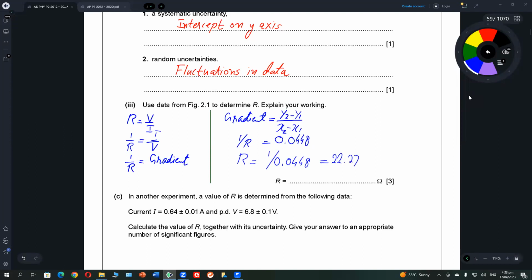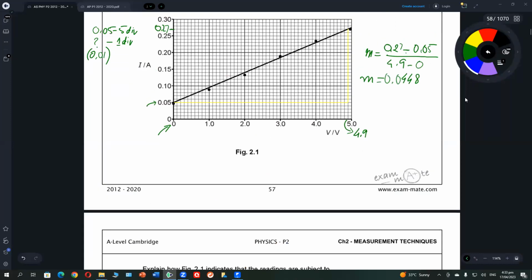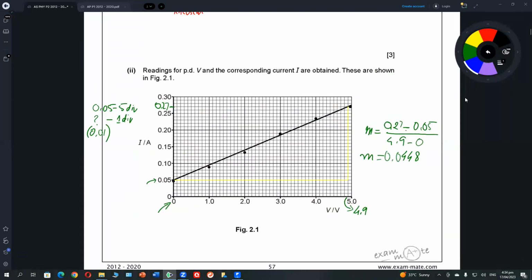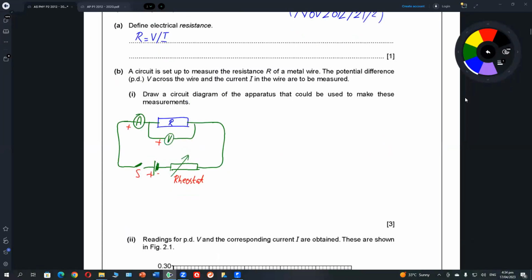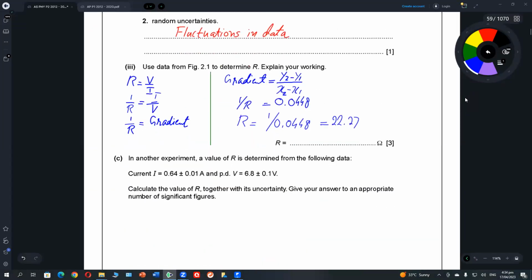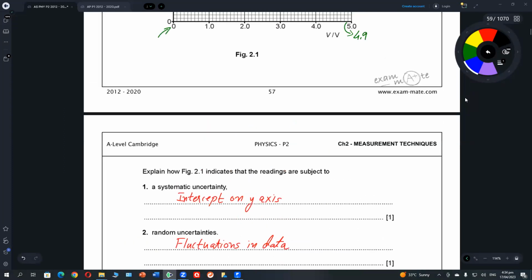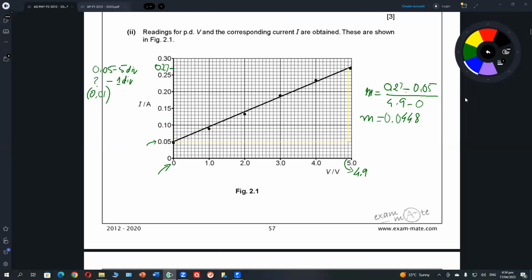We have to see the data in the question, how many sig figs they are using. They are using 2 sig figs throughout. So we can write 22 then. Anywhere are they using 3 also? No.